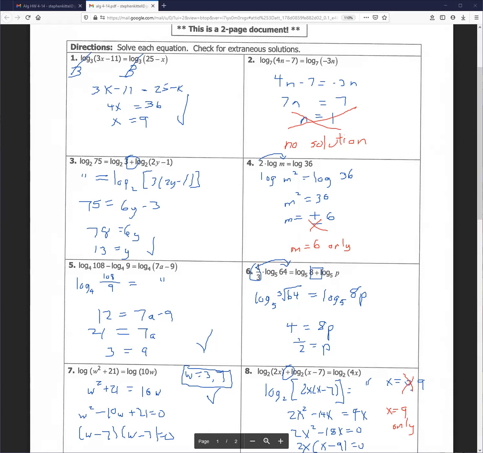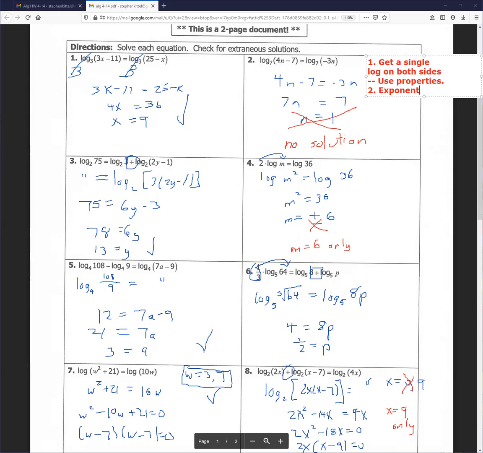All right, so in general, let's talk about our procedure here. When we have this situation, step 1 is get a log on both sides. I guess I should say get a single log on both sides. To do that, you may need to use properties. Those log properties, those lovely, wonderful log properties that you love and adore so very, very much.